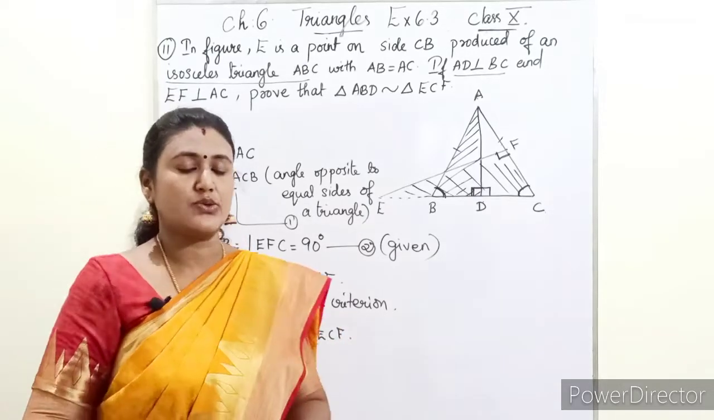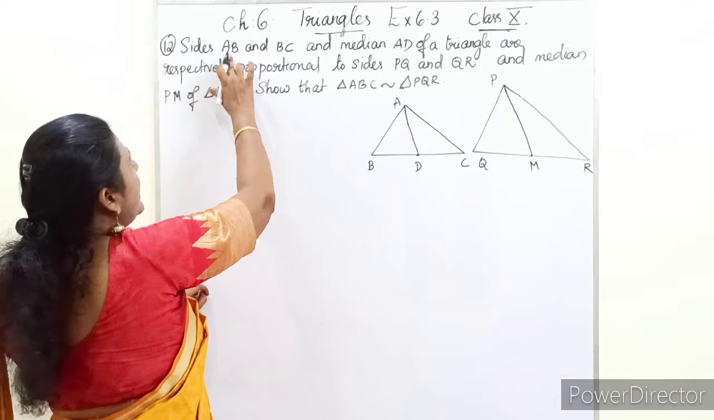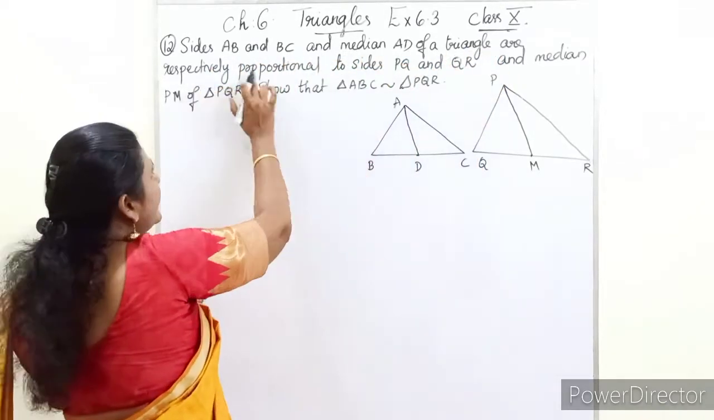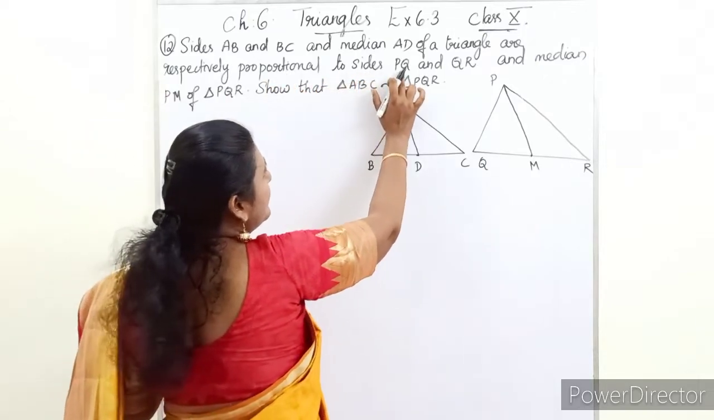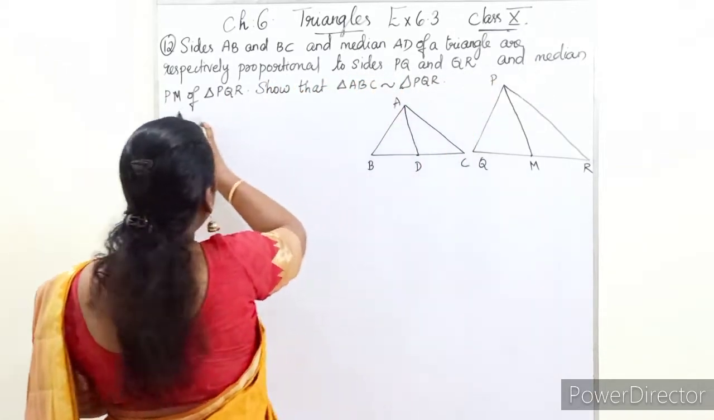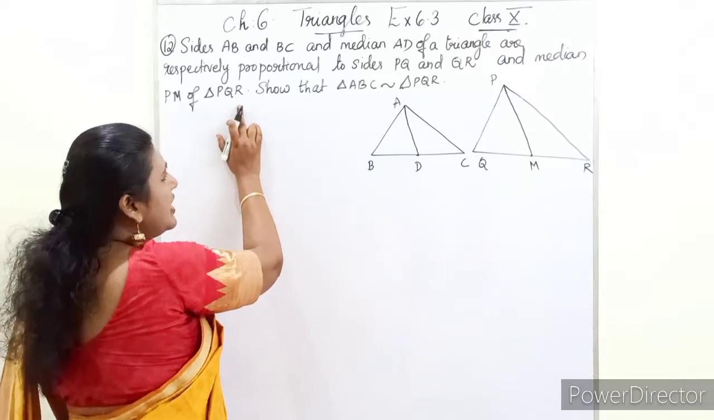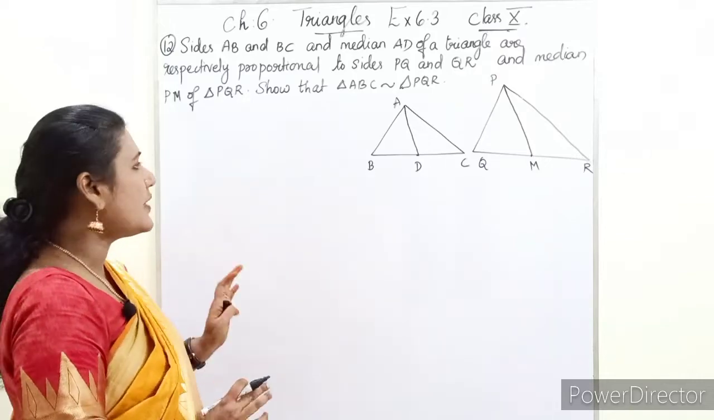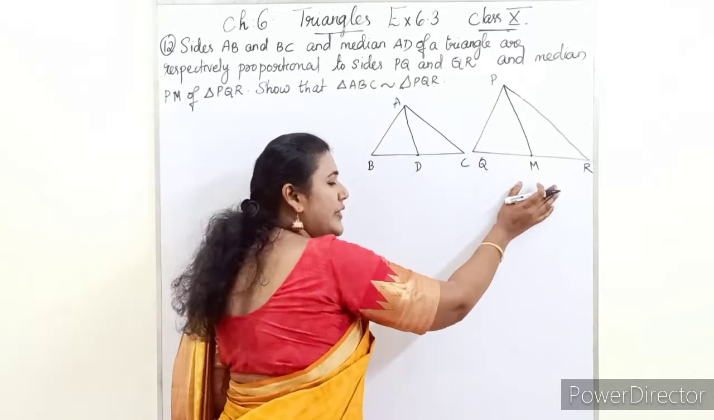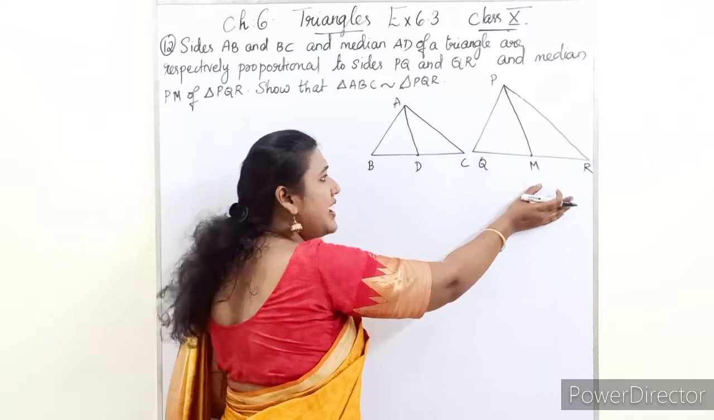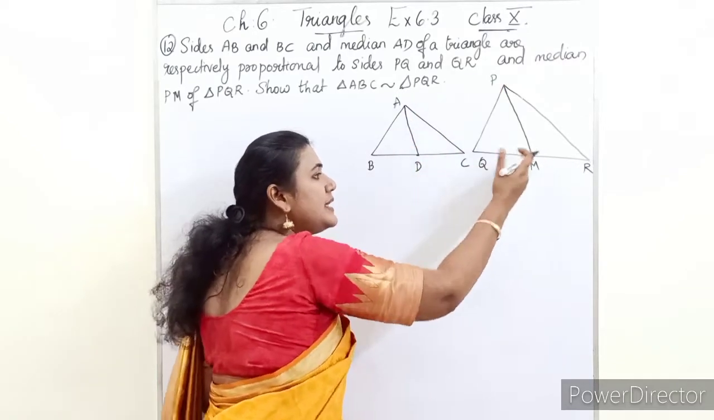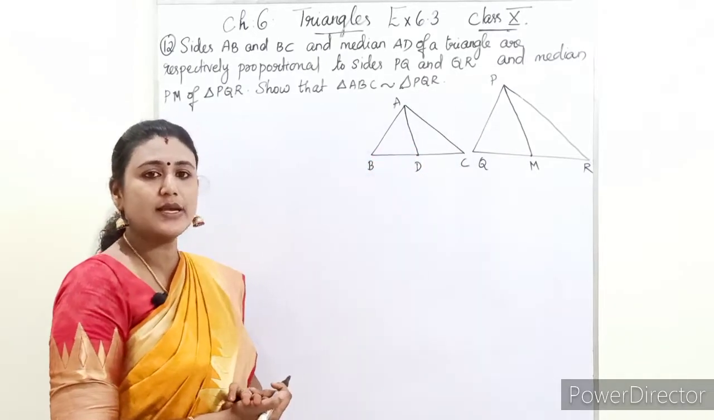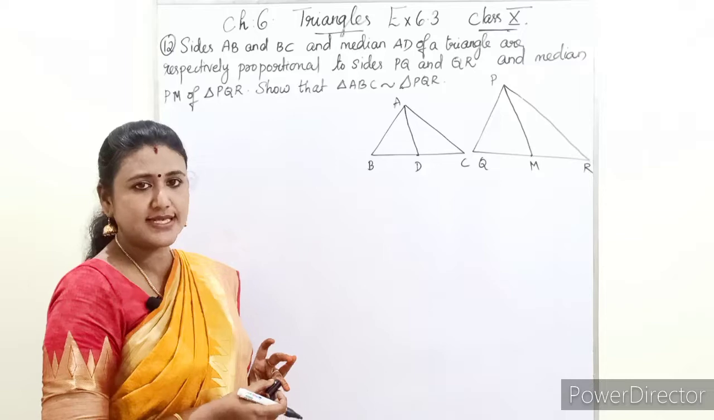Okay, now we will see the next question. Sides AB and BC and median AD of a triangle are respectively proportional to sides PQ, QR and median PM of triangle PQR. Show that triangle ABC is similar to triangle PQR. So here in this question we are given two triangles ABC and PQR, and in that AD and PM are the medians. We have to show these two triangles are similar using any one of the similarity criteria.